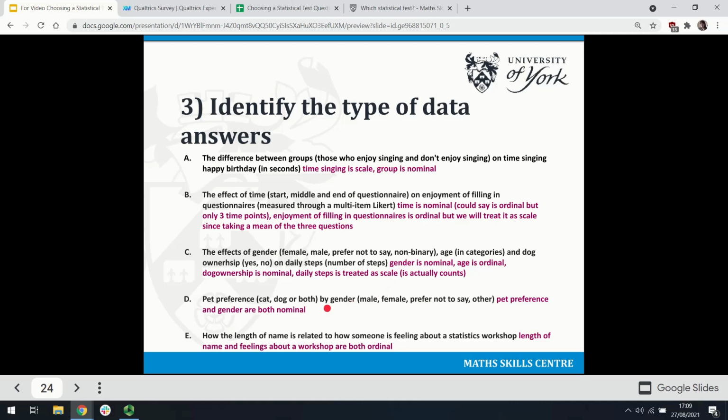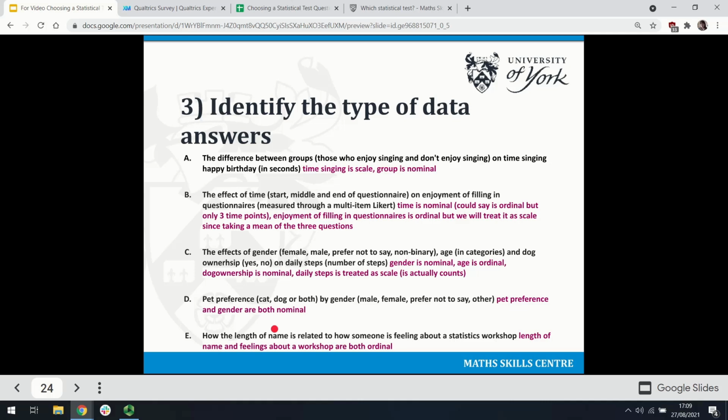Pet preference and gender are both nominal. Right? They're categorical. Cat, dog are both male, female, prefer not to say and other. They're nominal. Oh, sorry. And then the length of name, we didn't ask someone how many letters are in their name. We asked them to count the number of letters and then put it into a category that we had.